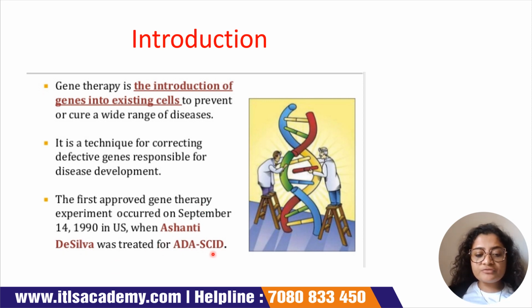So the first approved gene therapy experiment occurred in the year 1990. 1990 means around 35-36 years ago, on 14th September, when Ashanti De Silva, that was the name of that person, was treated for ADA SCID. What is ADA SCID? SCID is severe combined immunodeficiency syndrome. And ADA SCID stands for adenosine deaminase deficiency SCID. Means SCID which has occurred due to ADA deficiency. Okay. Moving forward.